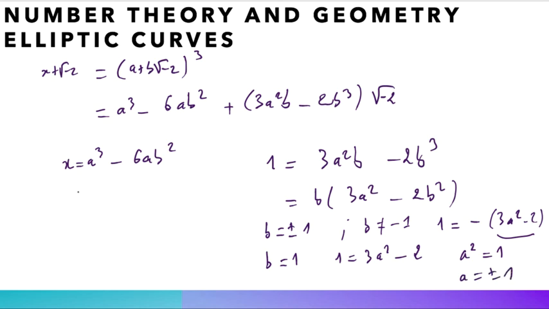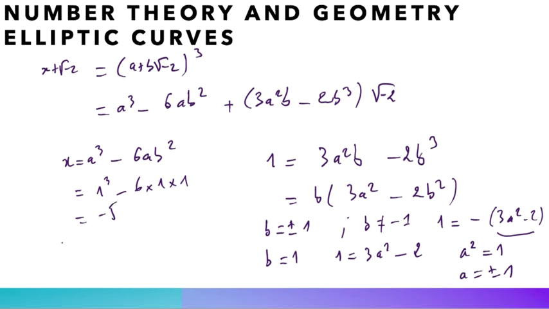Now if you plug this here, one gets for a equals 1 cubed minus 6 times 1 times 1, which is equal to minus 5. In this case, one gets y cubed equals x squared plus 2, and after a small computation, this is equal to 27, so we get that y is equal to 3. Now if a is equal to minus 1, one gets the second solution, x equals 5 and y equals 3.